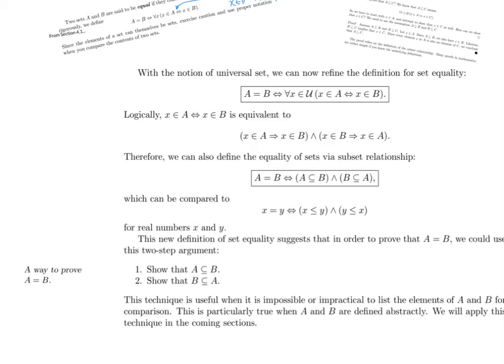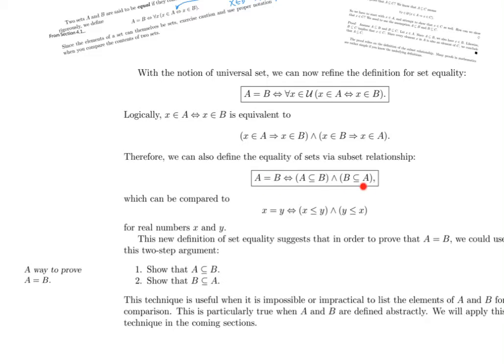Another thing to observe is that each of the statements in this AND statement can be rewritten using subset notation. As we were saying, if x is in A, then x is in B. That's exactly what A is a subset of B means. And then if x is in B, then x is in A. That's exactly what B is a subset of A means.